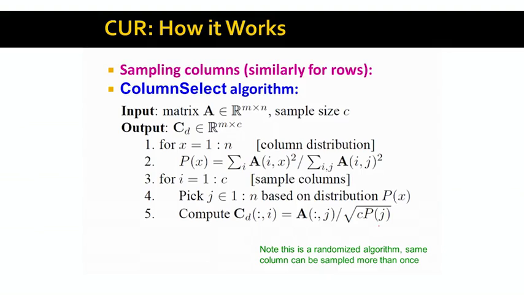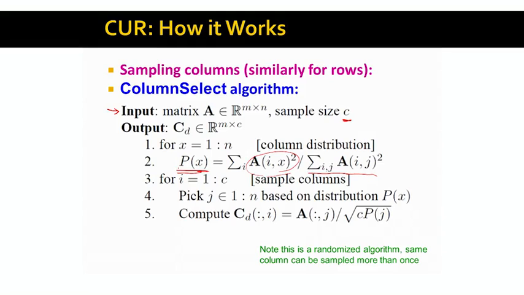So the idea is the following. We are given the matrix A. It's some real valued matrix with m rows and n columns, and we want to select a set of C columns from our data. The way we will do this is the following. First, we will compute for every column x its Frobenius norm, so kind of its length, and we will divide that by the total length of all the columns. In some sense, we are just asking how long is this column with respect to the length of all other columns. And this now defines us a probability distribution.